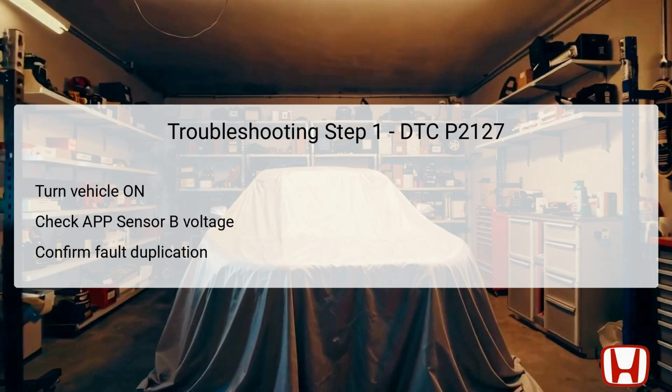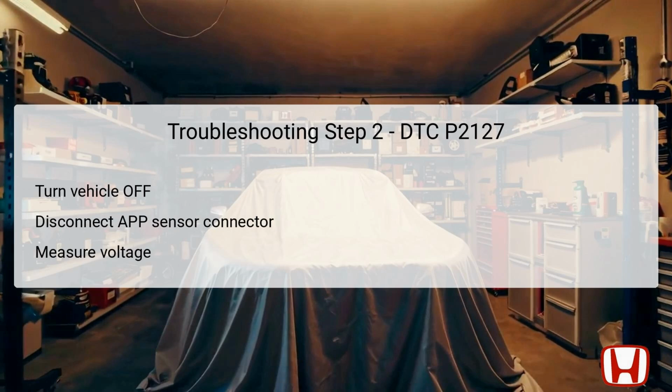If the voltage reads correctly, the system may have intermittent issues. In such cases, it is advisable to inspect for poor connections or loose terminals at the APP sensor and the PCM, particularly if the onboard snapshot has recorded a fault.